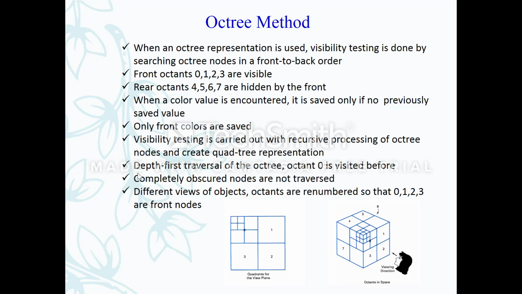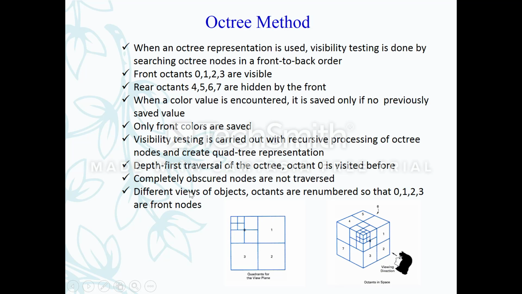What does that mean? First, preference is given to the front divisions. If there is no color in that division, then only the object color in the rear octants is applied. As I said, only front colors are saved. Visibility testing is carried out with recursive processing of octree nodes and creates a quadtree representation. Depth first traversal of an octree: octant 0 is visited first. Completely obscured nodes are not traversed.